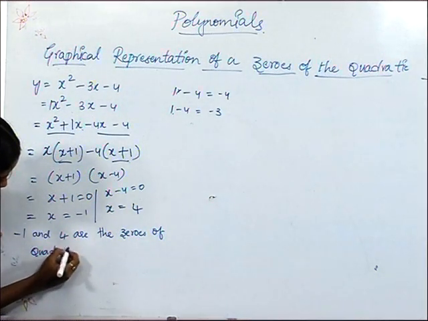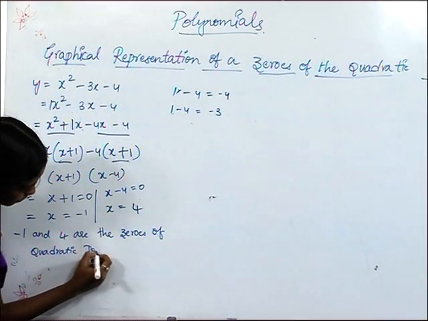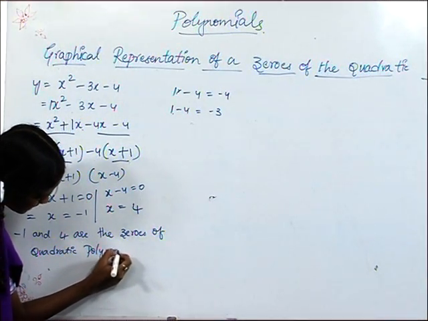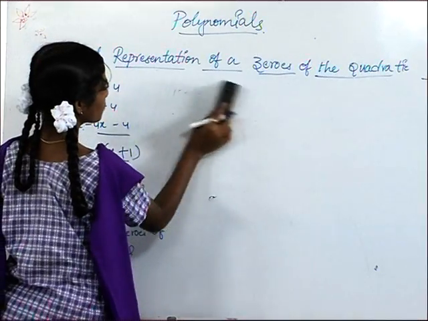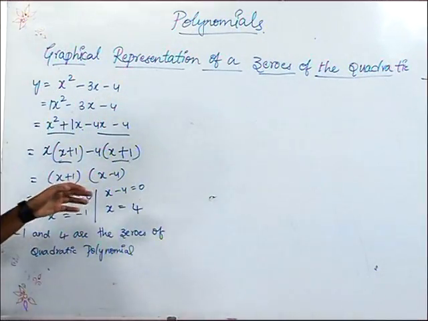quadratic polynomial. Friends, here minus 1 and 4 are the zeros of quadratic polynomial. Friends, now I am going to take some x values.